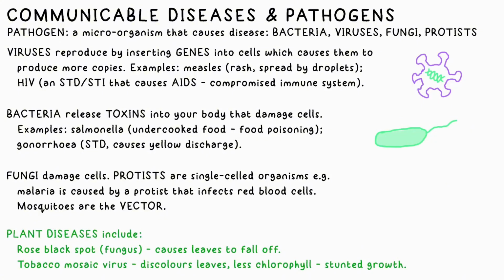Not only animals though, plants are particularly susceptible to fungal infections like rose black spot. Purple black spots appear on the leaves and then they fall off. Such infections can be treated with fungicides. Tobacco mosaic virus affects plants by discoloring leaves due to inhibiting chlorophyll production. Less photosynthesis occurs and that causes stunted growth.